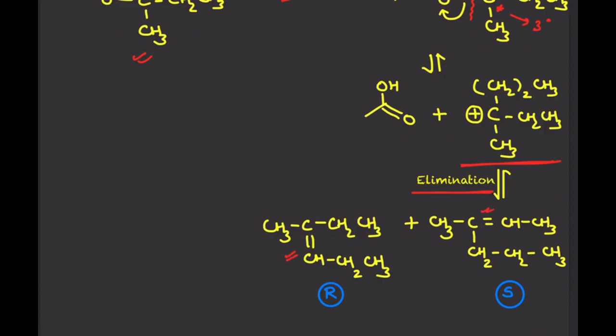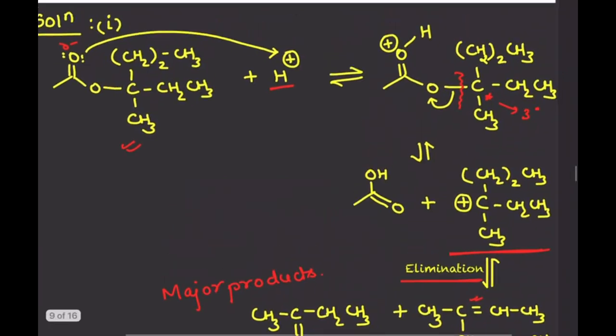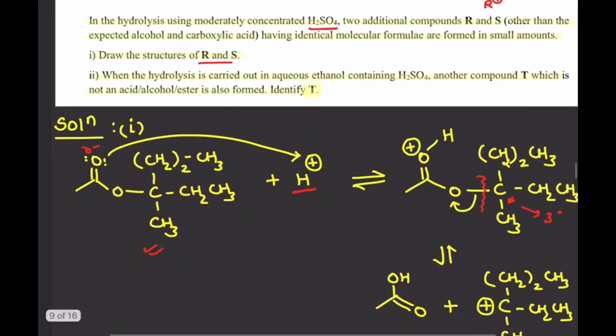Now you may think, why not consider a minor product as well? Well, the question said that they have formed two different products with the same formula and did not mention anything about any other product. So under such statements, you should consider only major products as far as possible. That is why we have taken these. These are R and S, which is mentioned in the first subpart. Draw the structure of R and S.